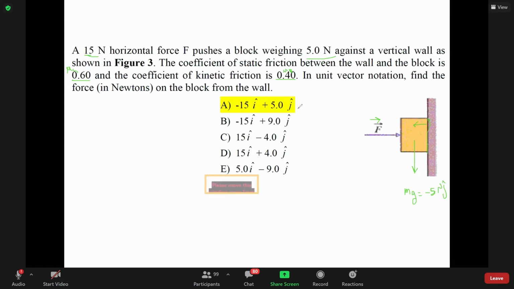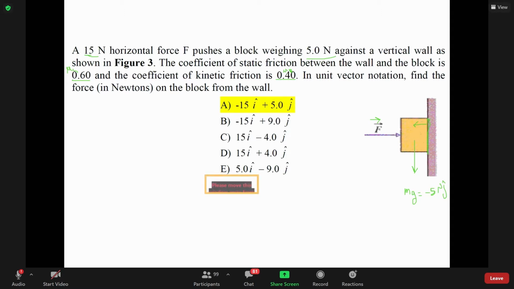But that's not enough. There is also friction here, so the wall will also have a friction force. I have two forces. It's a difficult question, but I decided to discuss it. It has a negative I hat component because of the normal force, but also a friction force component because of the friction between the block and the wall.